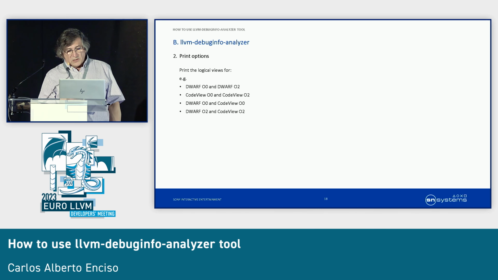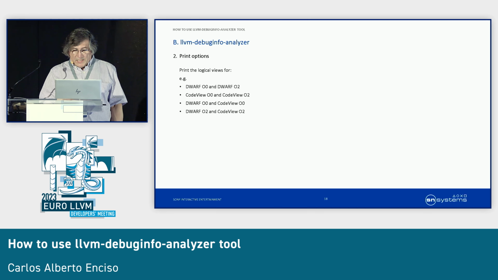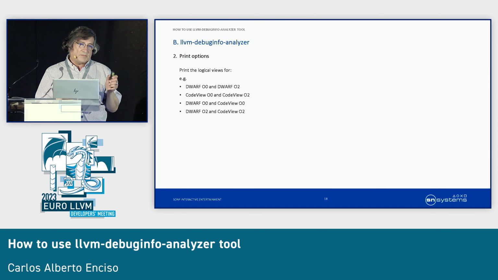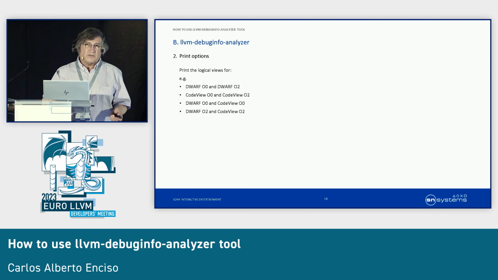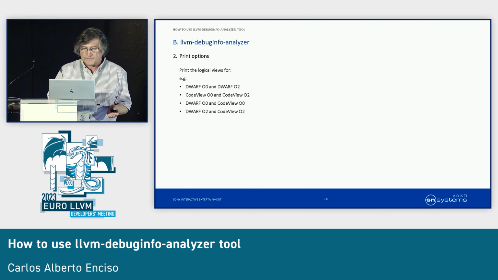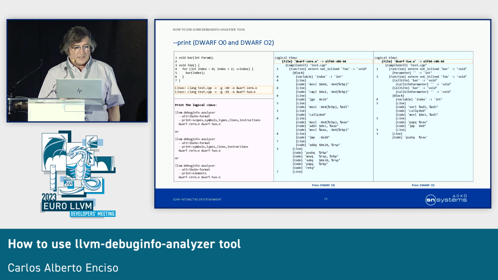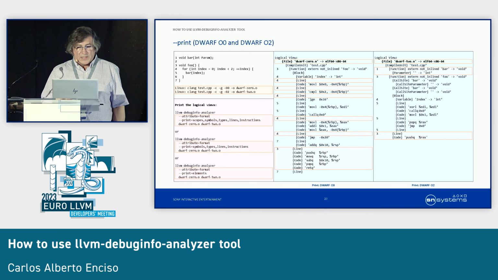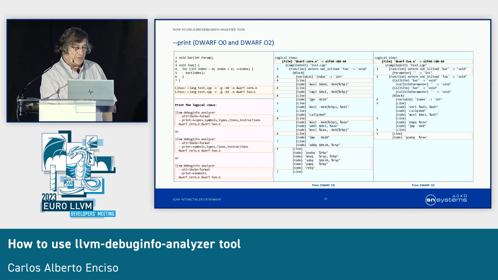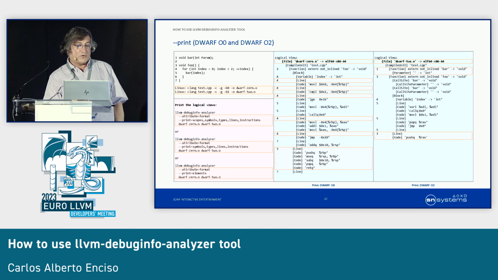We are going to print options for these logical views, those combinations. So we are going to call DWARF0, means -O0 DWARF. Let's say CodeView will be on Windows, CodeView 0, and so on. So let's start with DWARF0 and DWARF2 side by side. So we can see on the middle the logical view for O0, and on the right-hand side the logical view for O2.